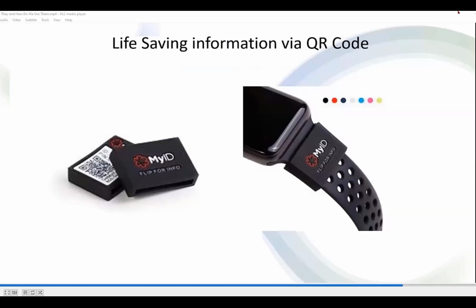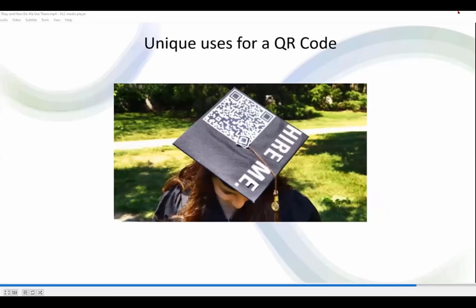And as we mentioned last week, there is a lot of life-saving information available via QR codes and different ways to do it. This is one way where you create the QR code and put it on a little device that sits on the end of the band of your watch.